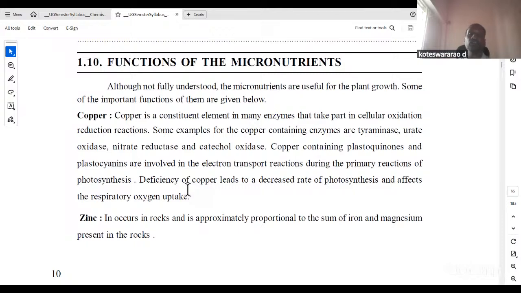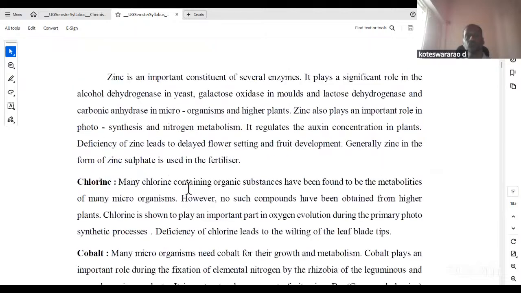Zinc occurs in rocks approximately in proportion to the sum of iron and magnesium present in the rocks. Zinc is an important constituent. It is a constant part of several enzymes, and it participates in several enzymatic reactions in plants, such as alcohol dehydrogenase in yeast, galactose oxidase in molds, and lactate dehydrogenase and carbonic anhydrase in microorganisms and higher plants. Zinc also plays an important role in photosynthesis and nitrogen metabolism.